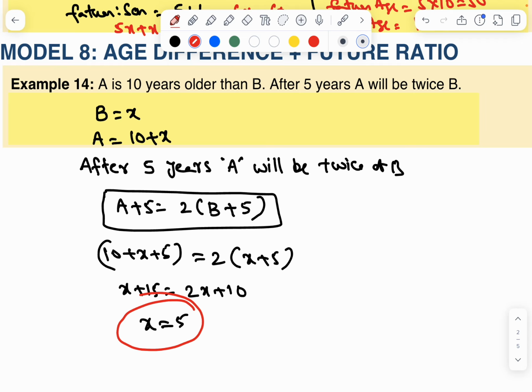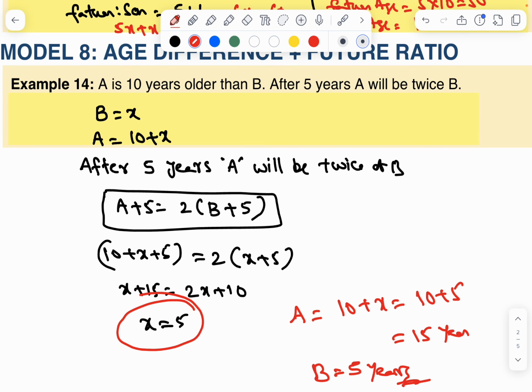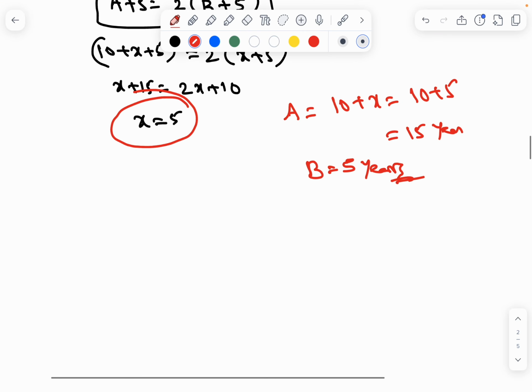Therefore, what is the value of A? A is equal to 10 plus x, that is 10 plus 5. A is equal to 15 years. B is equal to 5 years. This is the model. This is the most important model.